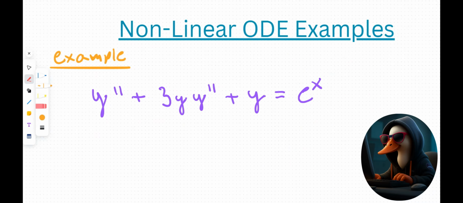Okay, and then for the last example here, I have y double prime plus 3y times y double prime plus y equals e to the x. And the main issue is right here. One of the properties for being a linear ordinary differential equation is our coefficients either have to be pure functions of x or pure functions of our independent variable or constants. And in this case, we have a function of our dependent variable, which is why this is a nonlinear ordinary differential equation. So this is just a brief summary of linear versus nonlinear ODEs and some other properties.